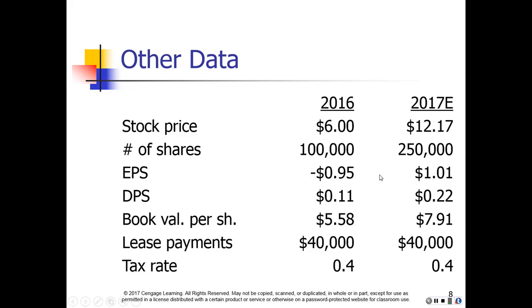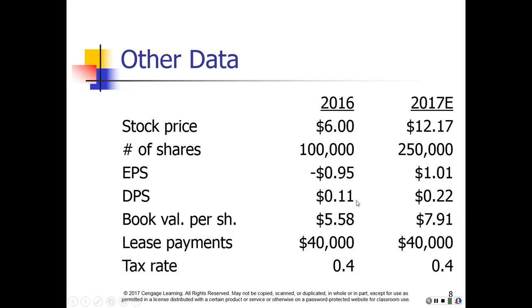So we had EPS of negative 0.95, and now we have 250,000 shares outstanding. The income statement shows us that the net income expected for 2017 is 253,584. If you take that 253,584 and divide it by 250,000, we get 1.01. So earnings per share has turned positive and has shown a big improvement. And the company goes back to paying 22 cents per share in dividends.